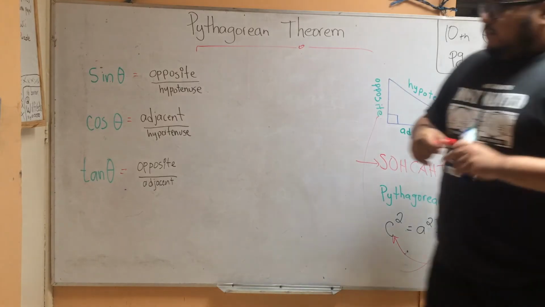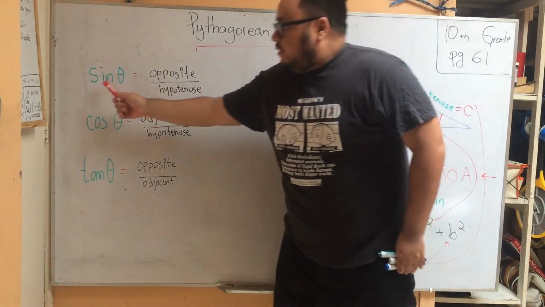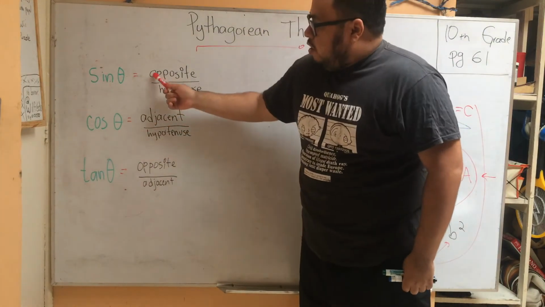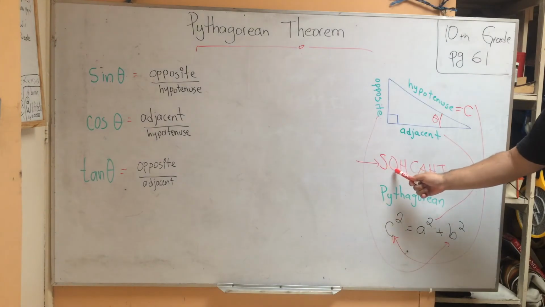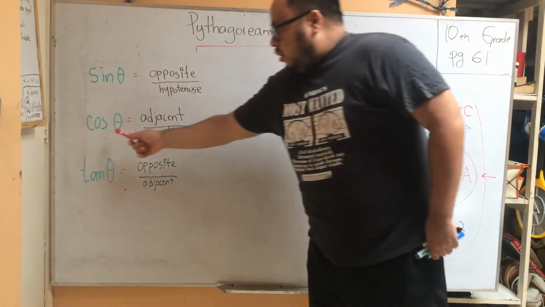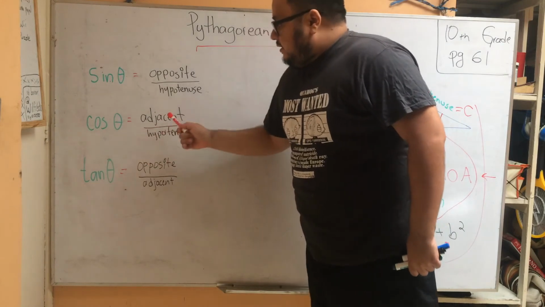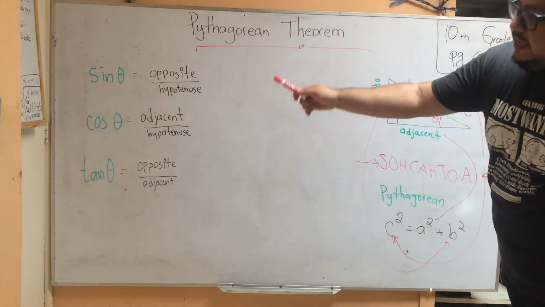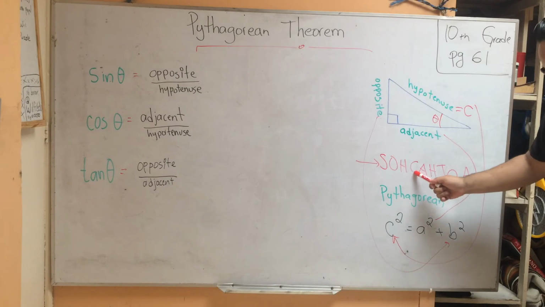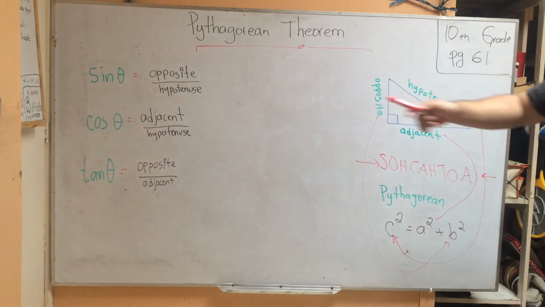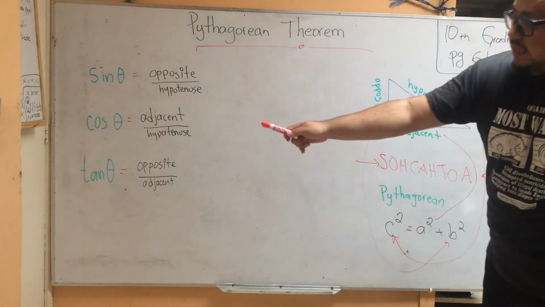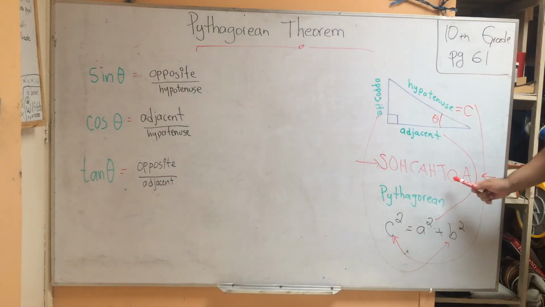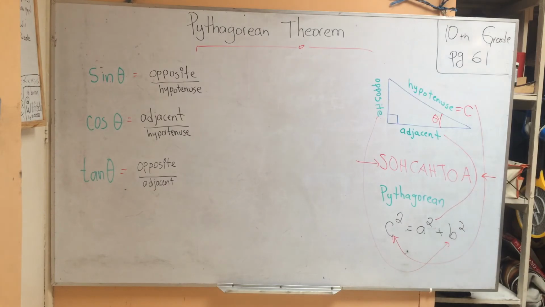And let me bring it here. This is where SOHCAHTOA comes from. Look. S for sine, O for opposite, H for hypotenuse. Sine is opposite over hypotenuse. Cosine is adjacent over hypotenuse, C-A-H. And what is the tangent? The tangent is opposite over adjacent, T-O-A.